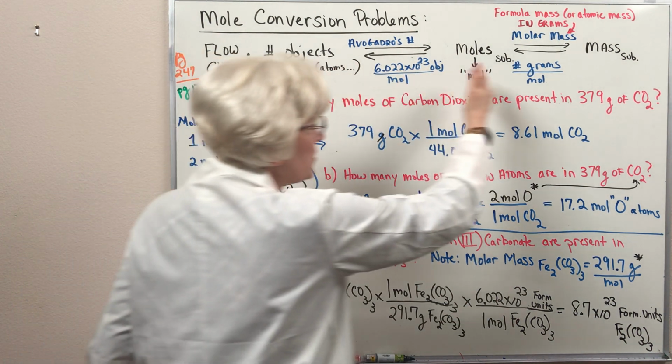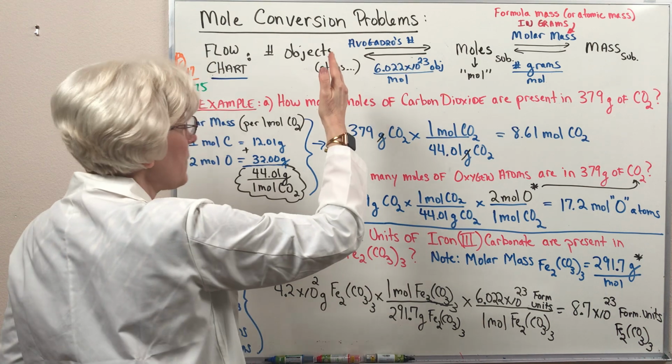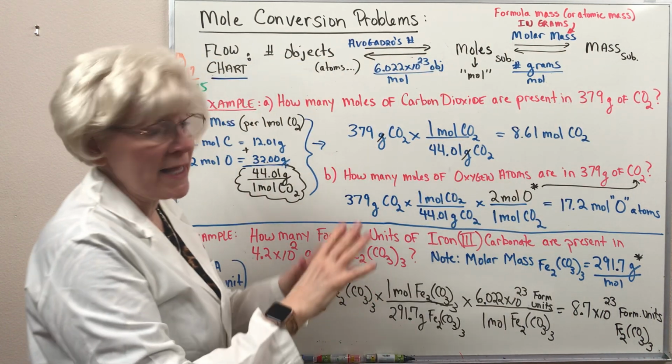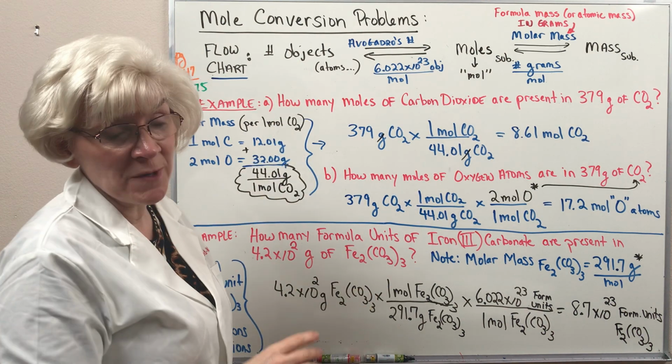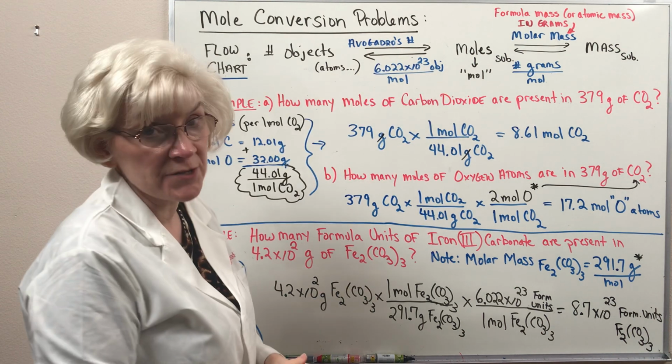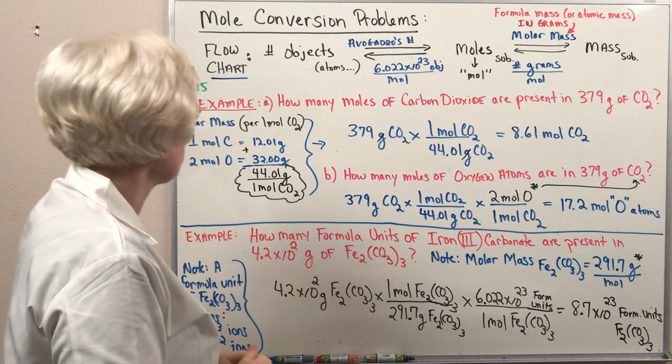We can see that using this flow chart, we can basically start anywhere and end anywhere in the chart as long as we have the correct information, the molar mass and Avogadro's number. Let's illustrate with some examples.